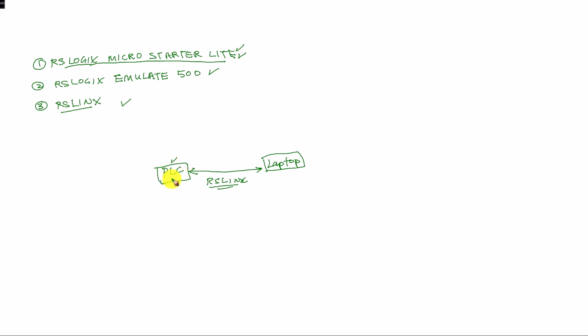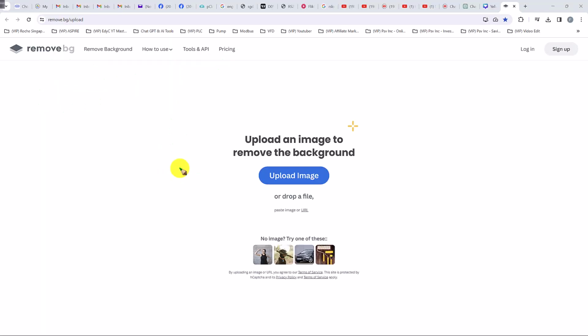Let's say we do not have a physical PLC, we still can learn to program the PLC software by using the Emulate 500. Okay, that's why we need to install this RSLogix Emulate 500 to act as a virtual PLC to replace the physical PLC. Okay, so without further delay, let me show you how to download this software.